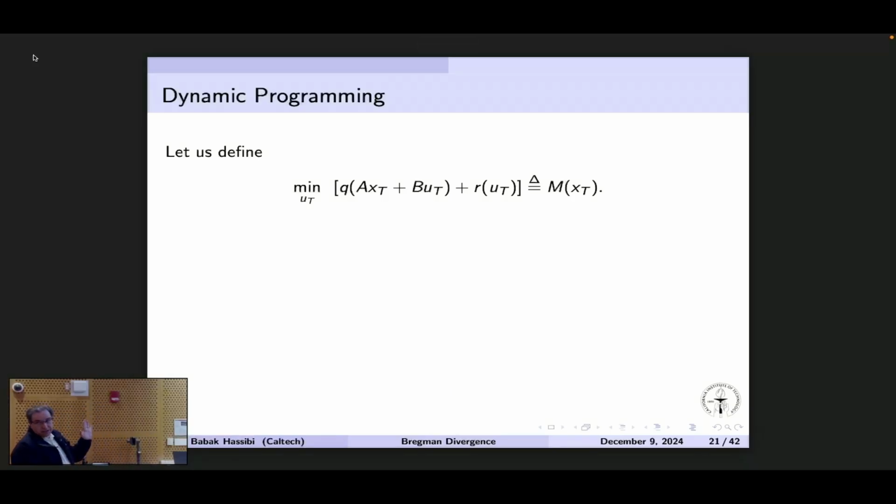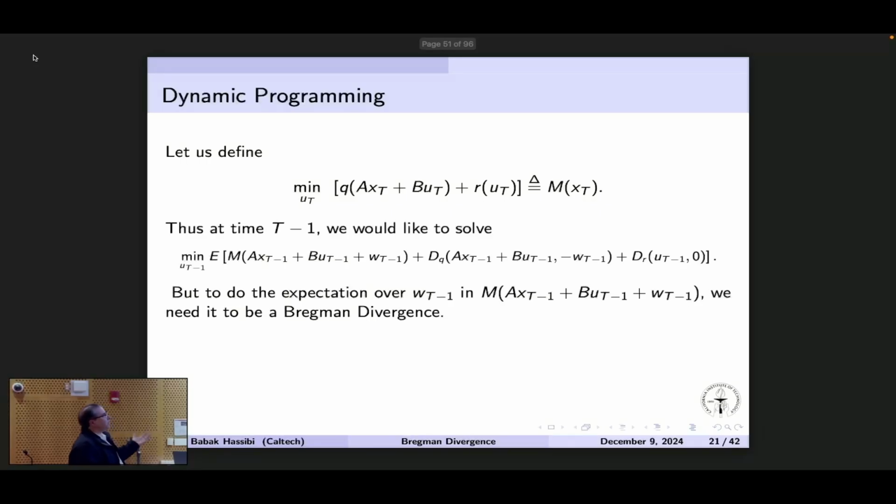Okay, so in principle, I can do this optimization now. It's deterministic. Maybe I can't do it in closed form. I don't know, but I'll call this thing M. And so now I want to do the next step. And so I have to take this guy, bring him here, write xt in terms of ut minus 1, bring in the next cost. I have to do expectation, and I have to do minimization. So I know how to do the expectation with this. That was the whole point of Bregman divergence, to put it here. But I'm back to square one. What do I do with that?